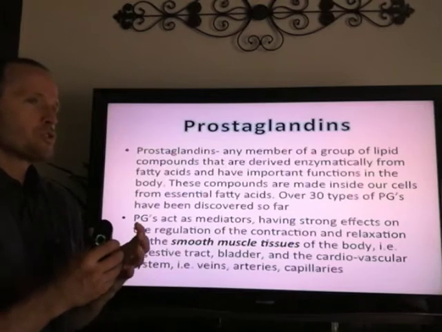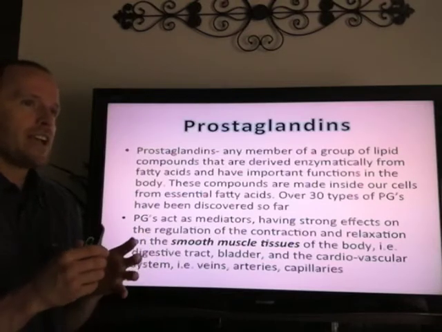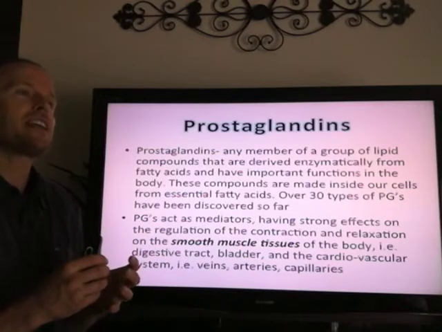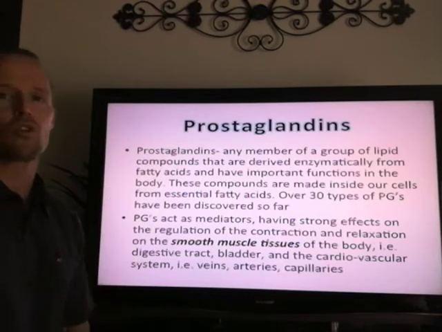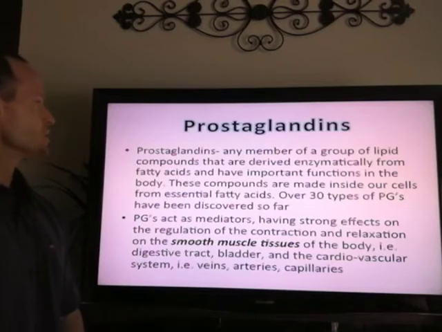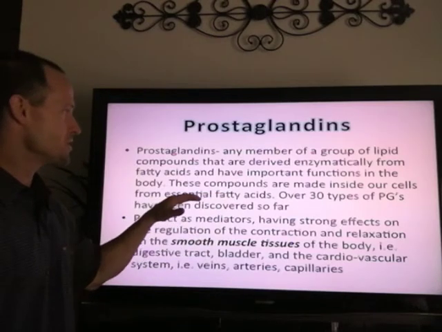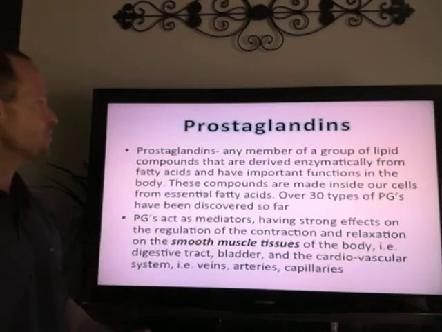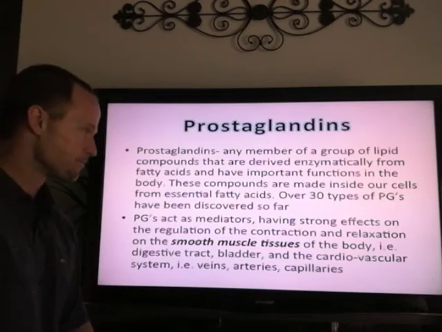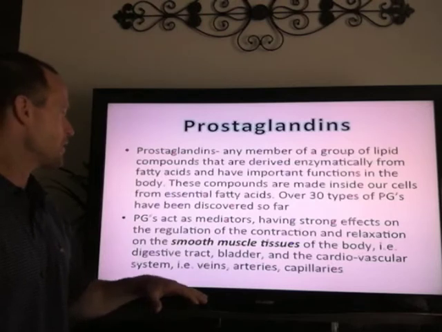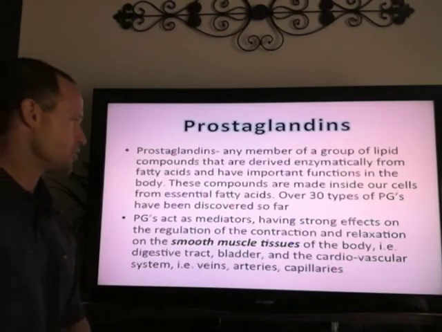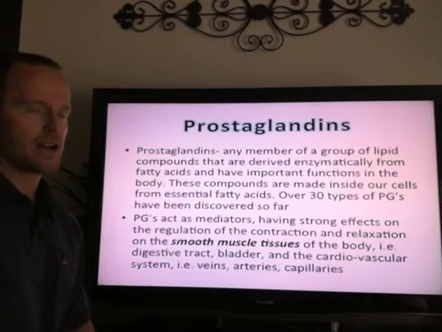So even deeper and smaller in structure and nature, your enzymes inside the cell take fatty acids and help to use that energy to make prostaglandins, these hormone-like substances. So these compounds are made inside our cells from essential fats, like I just said, and over 30 types of prostaglandins have been discovered so far. Now these PGs, or prostaglandins, act as mediators, having strong effects on the regulation of the contraction and relaxation of the smooth muscle tissues of our bodies.